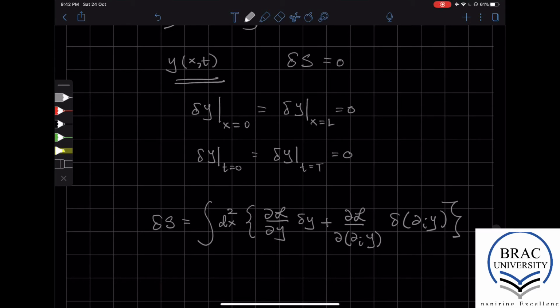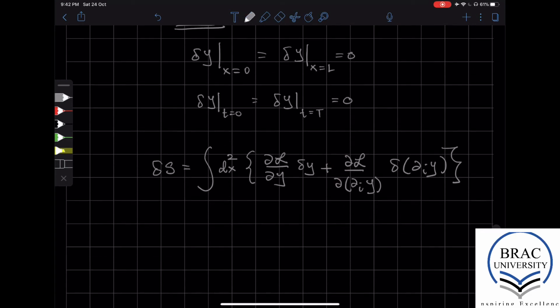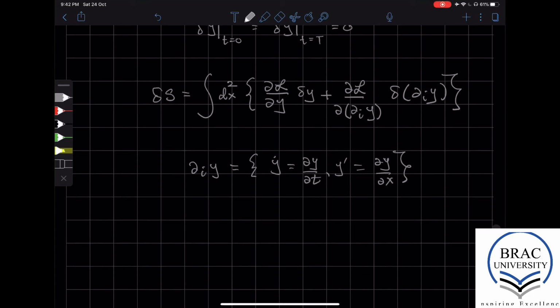So here we see that the index I is repeated in this term, so there is an implicit summation over I in the second term. Just to remind you, del of I means the first component is y dot, which is del y by del t, and the second component is y prime, which is del y by del x. Okay, let us return to the variation of our action. So the action can now be rewritten.